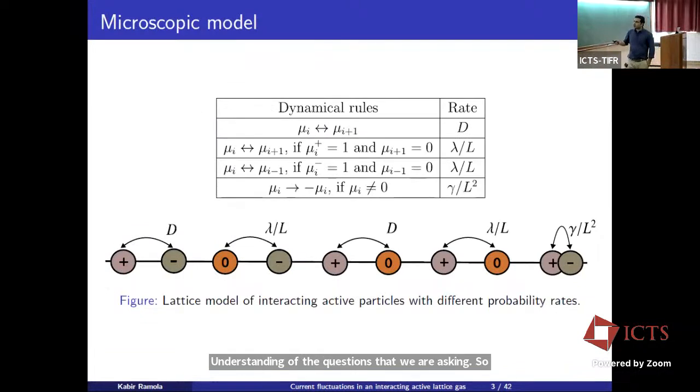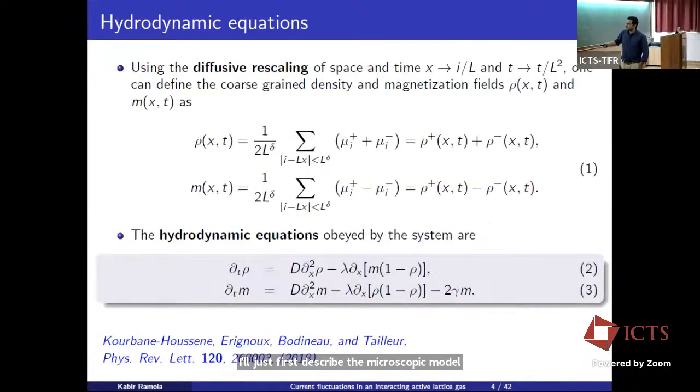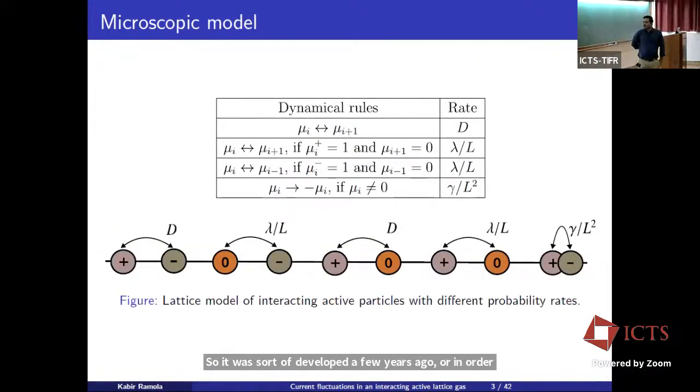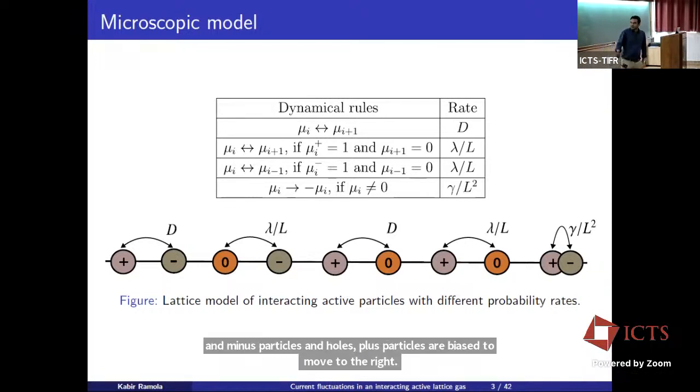So I'll just first describe the microscopic model. This is a model, sorry, I should have put the reference here, which was developed a few years ago in order to write down exact hydrodynamic equations. So let me first describe the model. You have two species of particles on a lattice, plus particles and minus particles, and holes. Plus particles are biased to move to the right. Negative particles are biased to move towards the left.